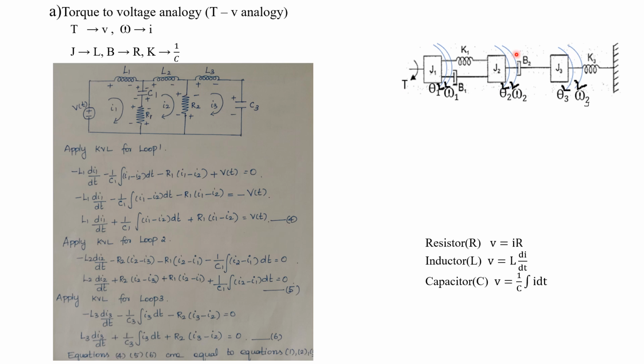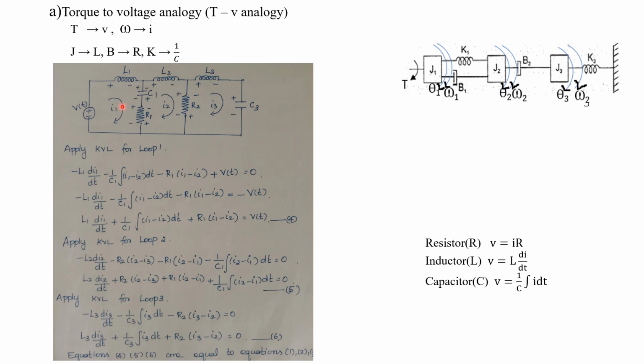Here this is a torque to voltage analogy, so we are going to apply Kirchhoff's voltage law. To apply Kirchhoff's voltage law, we need a loop. Each and every reference element J1, J2 and J3 corresponds to a loop in the electrical system. So corresponding to J1, J2 as well as J3, you have to consider 3 loops. The first loop is for J1, the second loop is for J2 and the third loop is for J3.